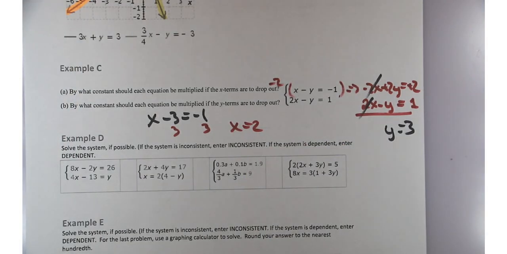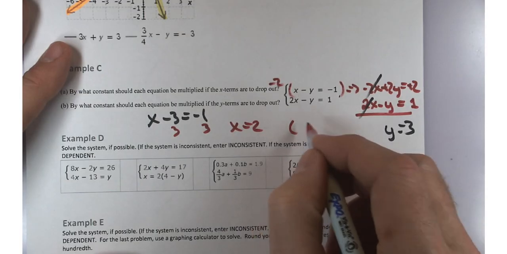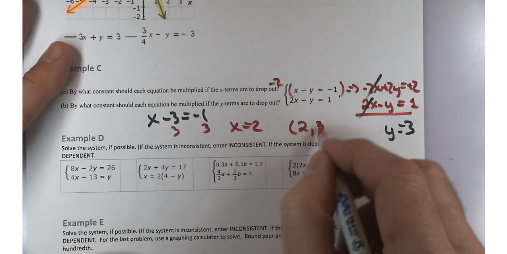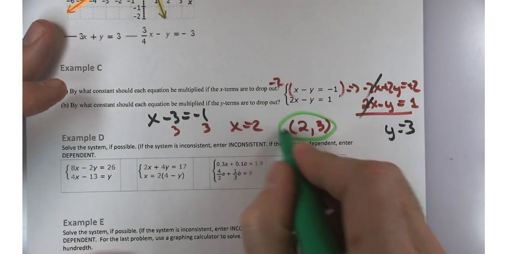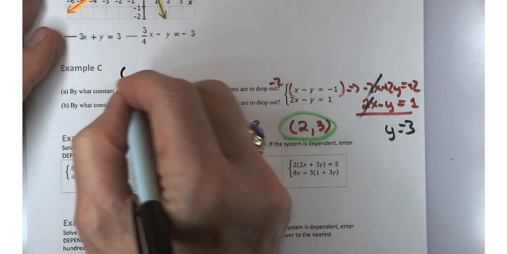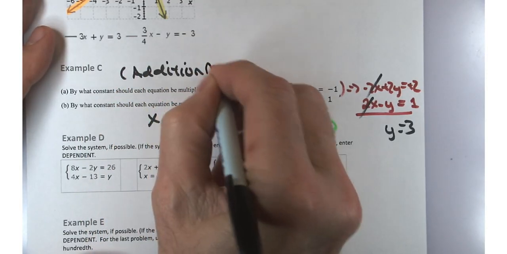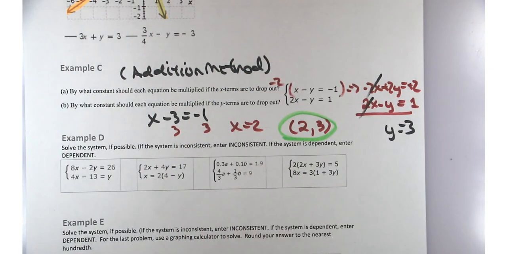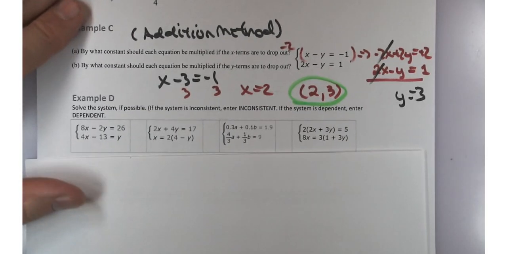When you put your answer into WebAssign, make sure you answer as an ordered pair. I'm sure that's what they're going to be asking for. So it'd be (2, 3) as your final answer there. And so we solved this by the addition method. Now there are a lot of problems you can solve by the addition method. We're also going to learn something called substitution. So let's move on down to example D and work with a few problems there.